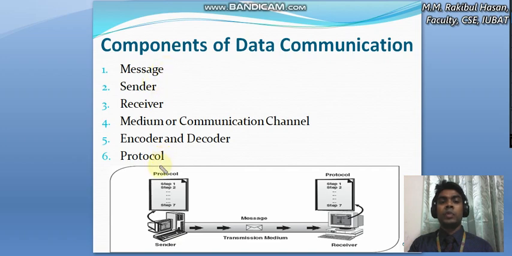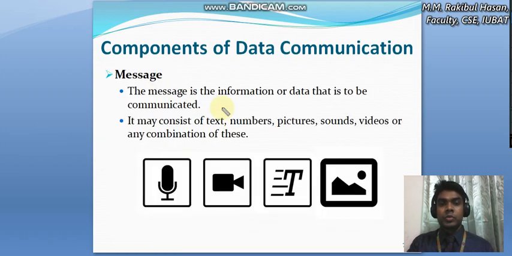Now I'd like to discuss them one by one. So the first component is message. The message is the information or data that is to be communicated. It may consist of text, numbers, picture, sound, video, or any combination of them. Message is basically which information, which data I would like to send to the receiver. It might be audio, video, text, picture, or any other form. Okay, right. So this is the message. At first you should have the message, right? And in the computer you definitely have to use a digital signal to produce this data or information.